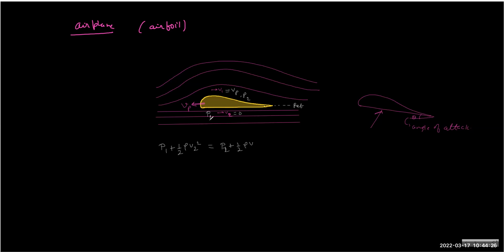I just mismatched the notation. So P2 plus half rho V2 square equals P1 plus half rho V1 square.